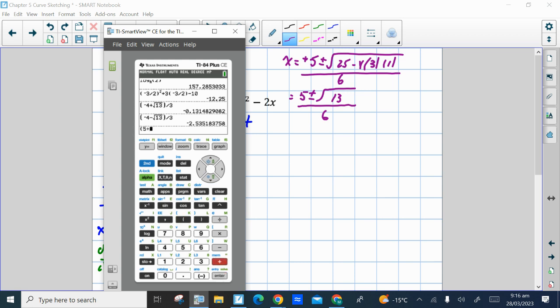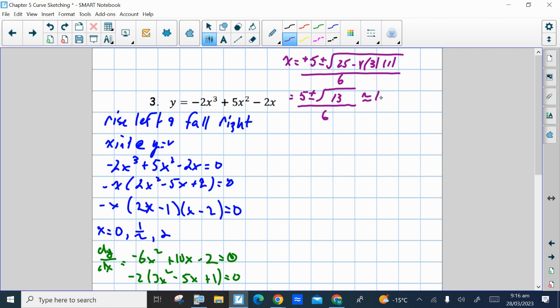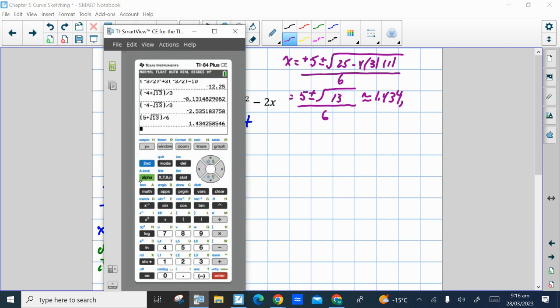So 5 plus the root of 13 in brackets all over 6. So that's at approximately 1.434. And I'm going to store that number into memory so I can plug it into the original equation to find out what the y value is there. So let's store this into memory slot A.